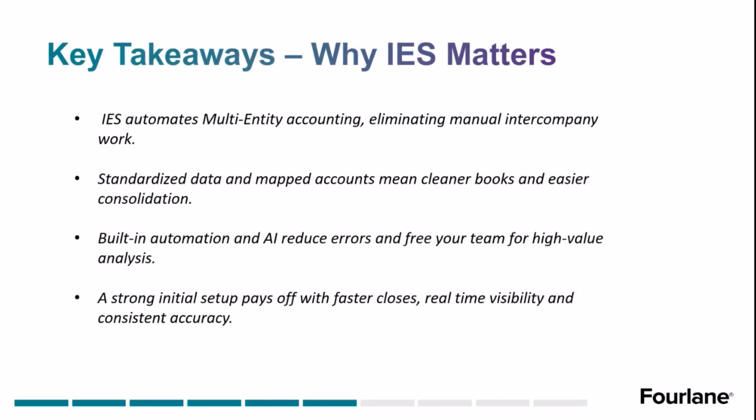To wrap up, let's highlight what we've seen today. First, IES automates what used to be the most time-consuming part of multi-entity accounting, the intercompany transactions themselves. That means less manual work and fewer reconciliation headaches. Second, because all entities share standardized data and mapped accounts, your consolidation process becomes seamless. You're not trying to clean up different versions of the same chart of accounts. It's consistent from the start. Third, automation and AI work together to minimize errors and give your team time back. Time that can be spent analyzing results instead of re-entering data.